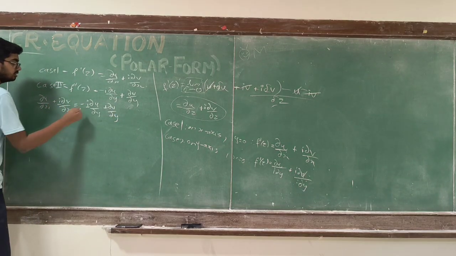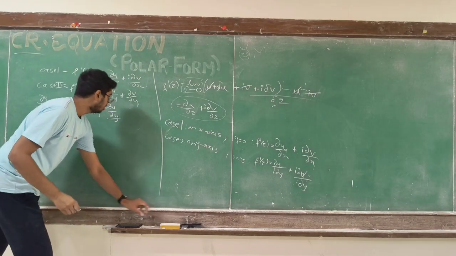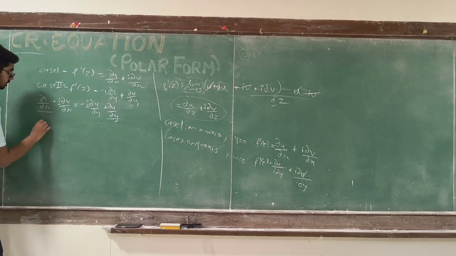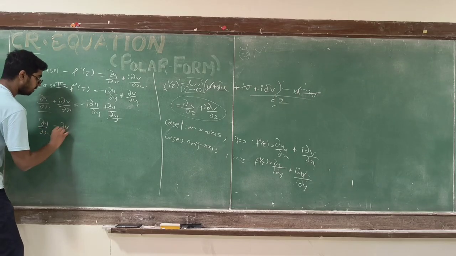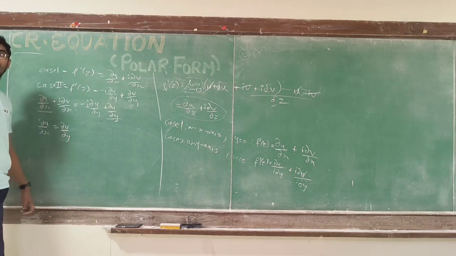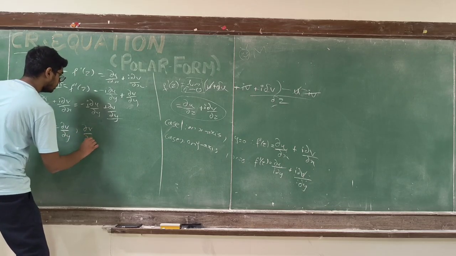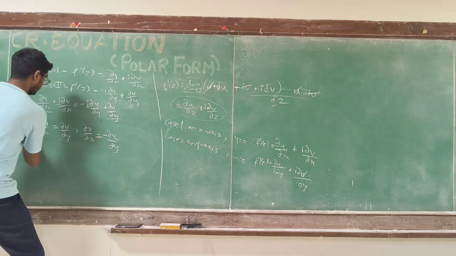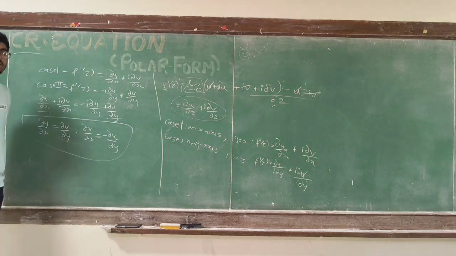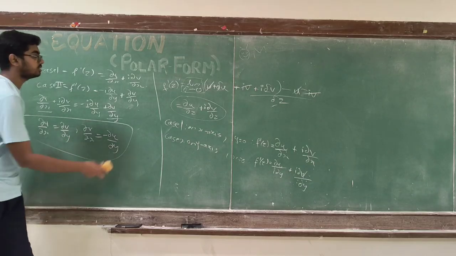So equating the imaginary parts and the real parts, we will get our CR equations: del u by del x is equal to del v by del y, and del v by del x is equal to minus del u by del y. These are the required CR equations in the Cartesian form, right?